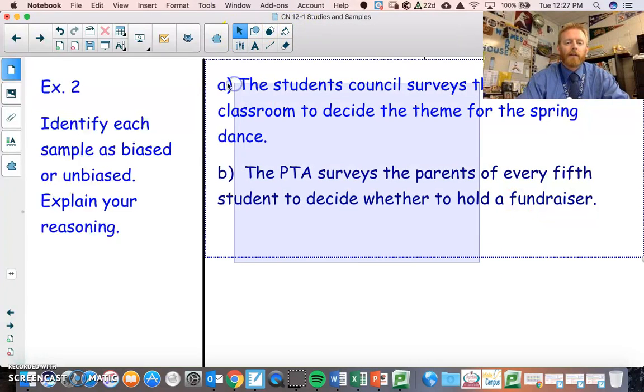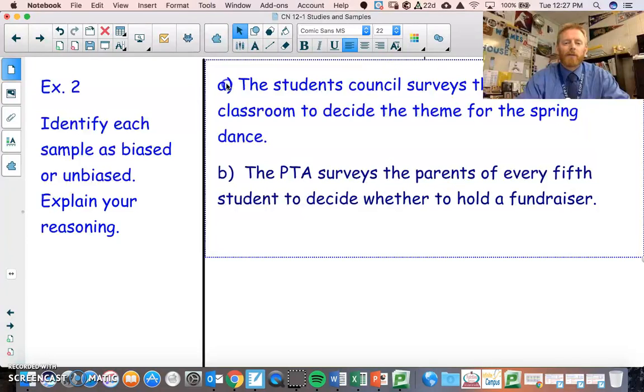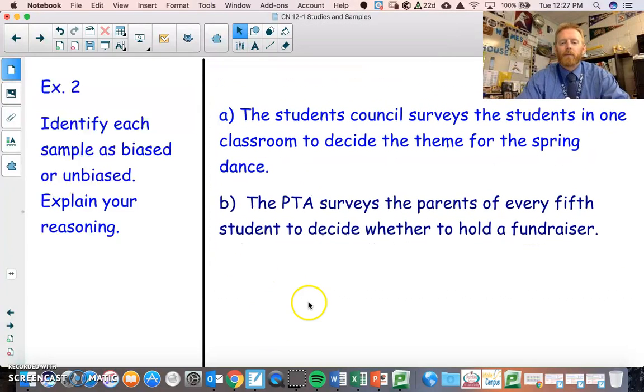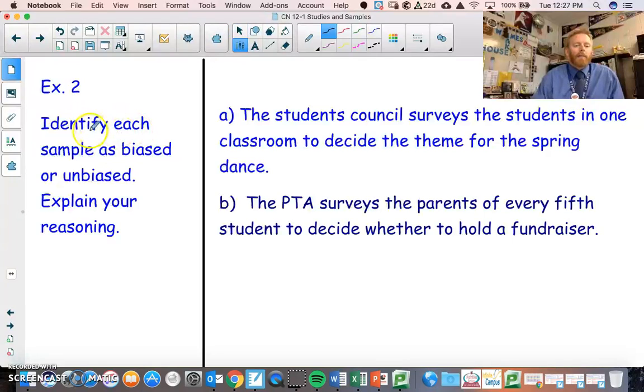The first one here says, student council surveys the students in one classroom to decide the theme for the spring dance. So we do our luau. Is this biased or unbiased? Well, this one is totally biased. It's biased because they only talk to one class.